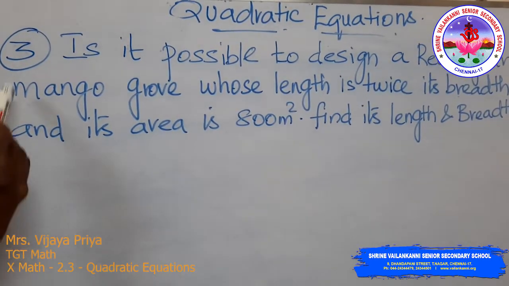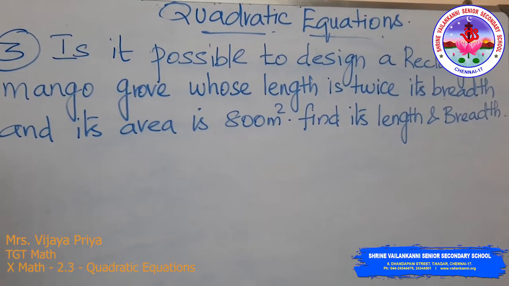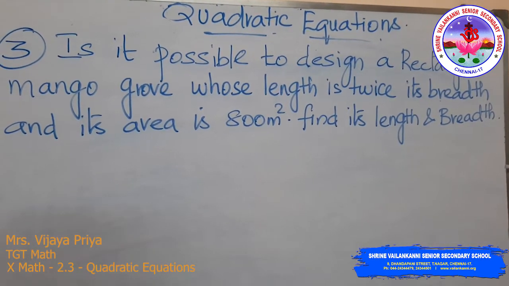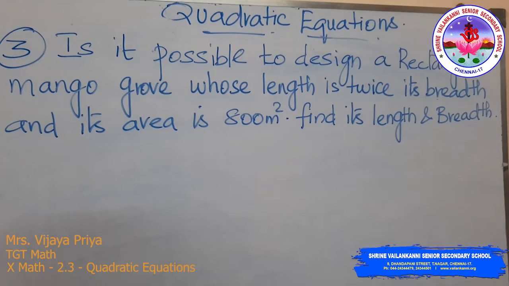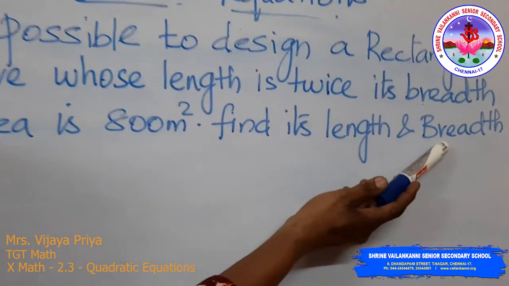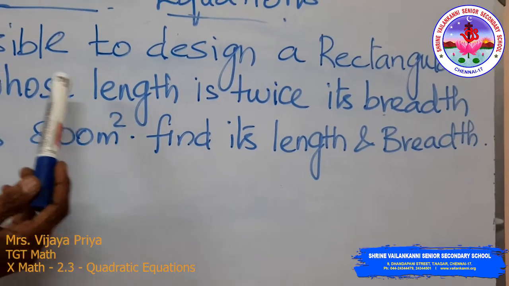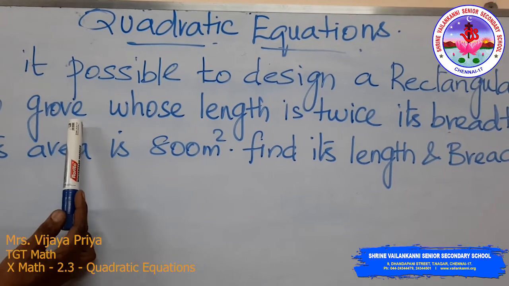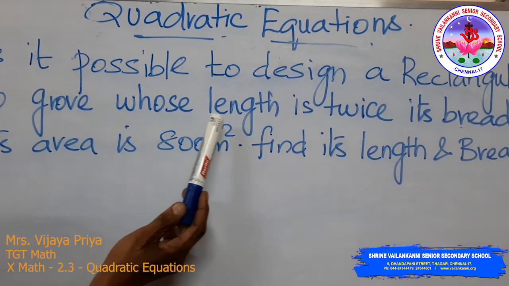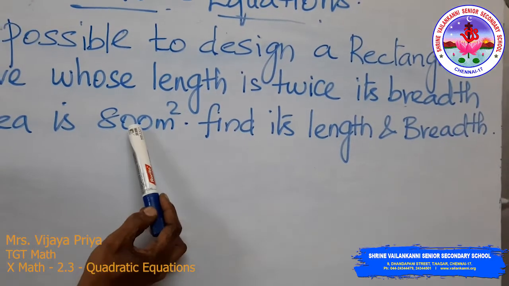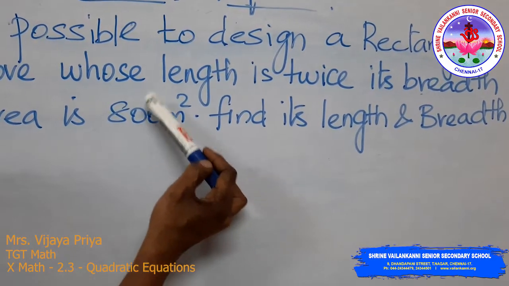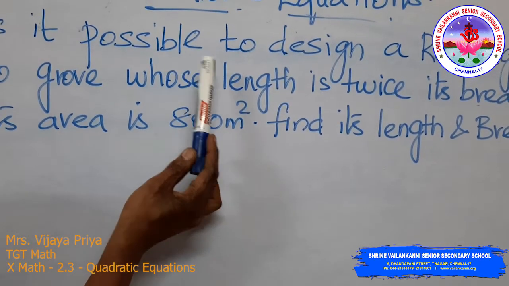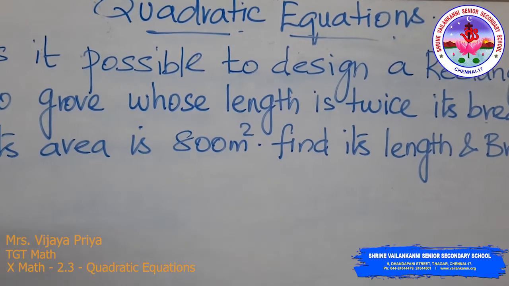Exercise 4.4, third problem. Is it possible to design a rectangular mango grove whose length is twice its breadth and its area is 800 meters square? Find its length and breadth. So he was telling you to check whether this given condition makes it possible to design a rectangular mango grove. He has given the length, breadth and area. With this condition, you are going to find the value of x and decide whether it is possible to design a rectangular garden.